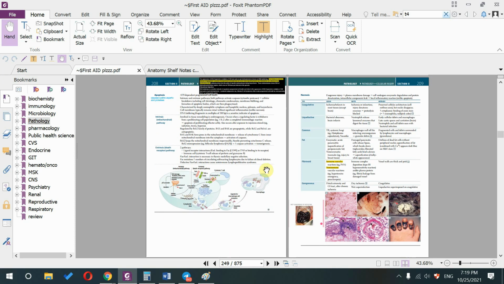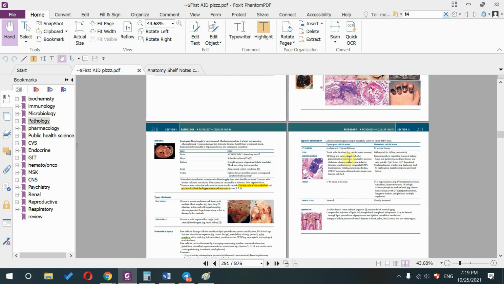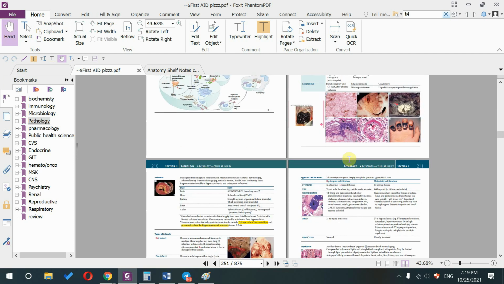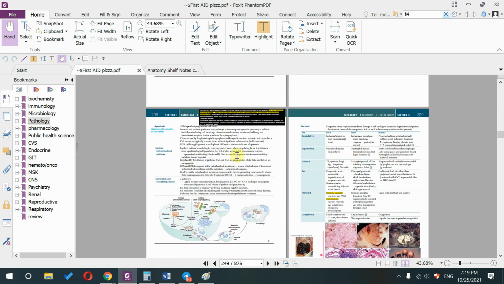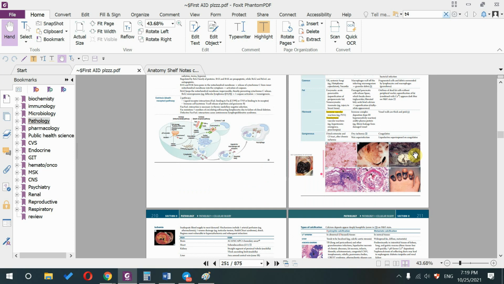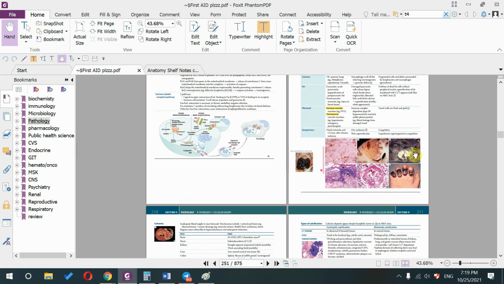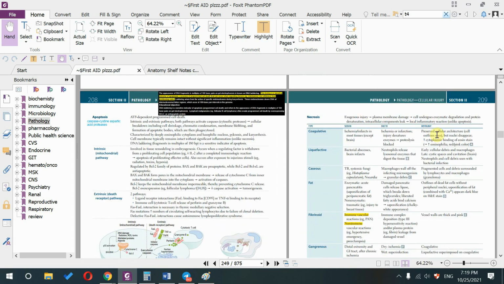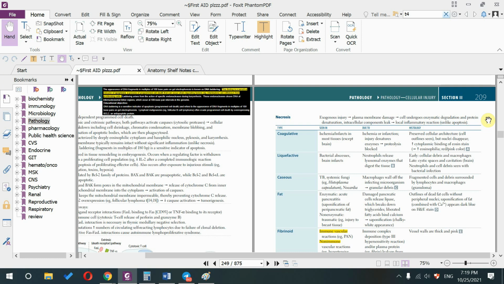So now we are going to speak a little bit about different types of necrosis. We spoke about apoptosis, now we'll speak about necrosis, and we will speak a little bit more deeply about it. So let's take a look.